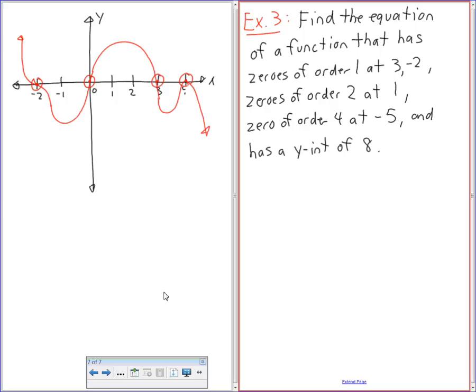Okay, can somebody please volunteer and tell me what the equation for this was going to be? Alan, go. f of x equals a bracket x minus 3 bracket x plus 2 bracket x minus 1 squared. And then x plus 5. Good. Now I'm going to write it like that to give it exactly right, okay?